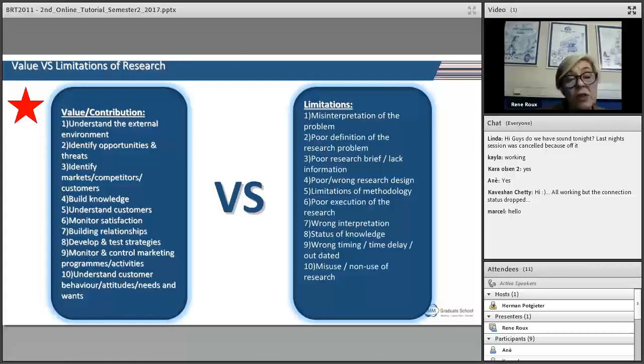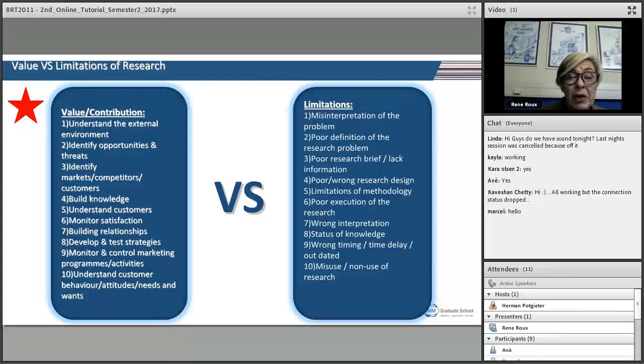But market research has value, as I said, and it also has its limitations. It really gives you an idea of what's happening in the external market. It helps you to identify opportunities. It helps you to identify your own weaknesses. If you really research the external market, you will be able to establish what are potential threats out there.